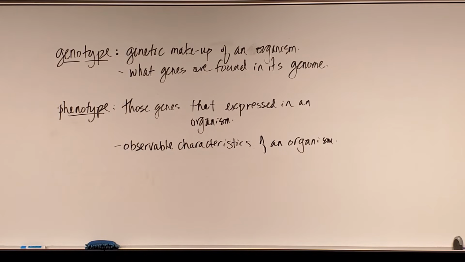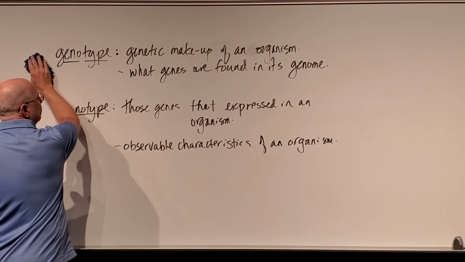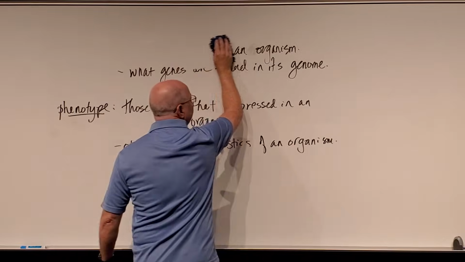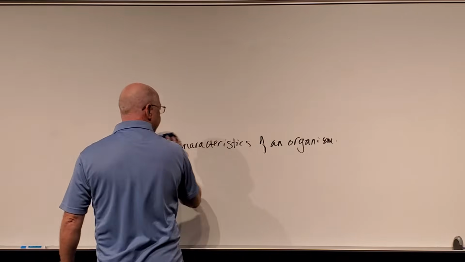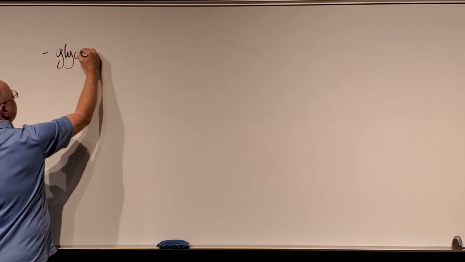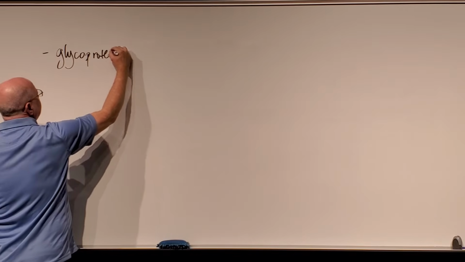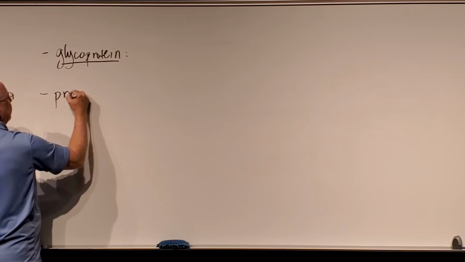Now, a couple of other terms that we're going to use. I'm going to come back to some of these in the near future when we do another chapter. But I'm going to try to tie this up and finish up our definitions now. We're going to talk about a structure called a glycoprotein. We're also going to talk about something called a proteoglycan.